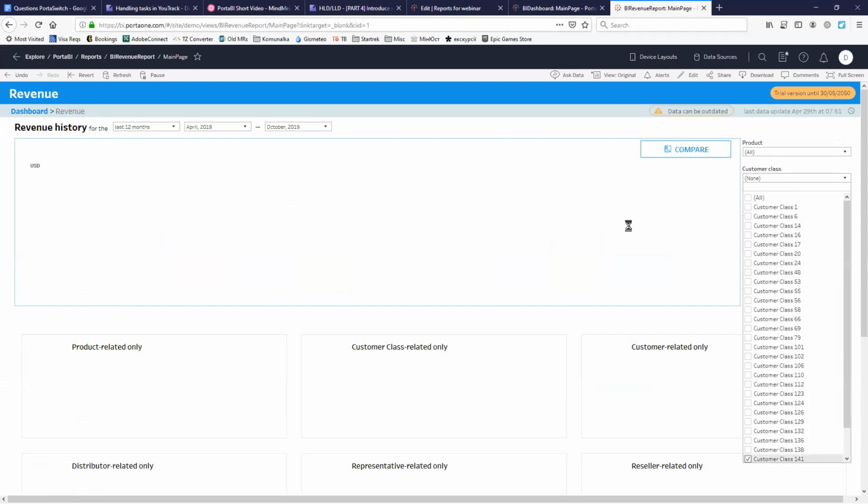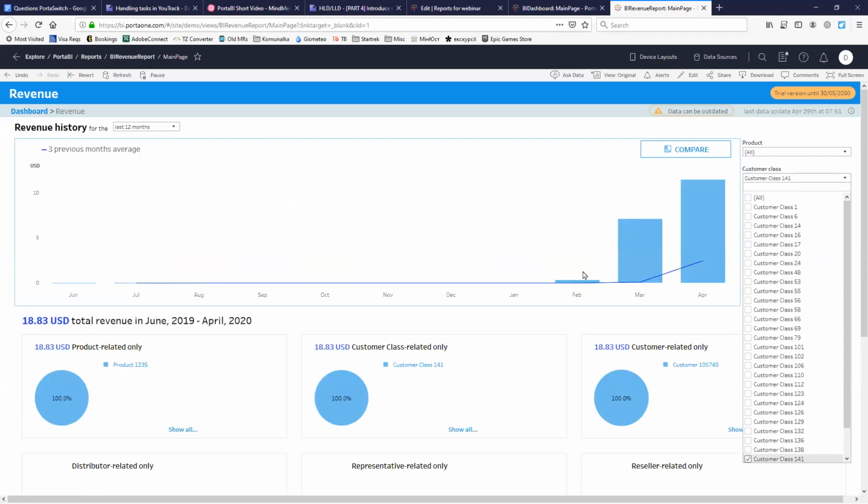So it's customer class 141. These are my business customers that I started to sell right after, I started to sell only in this year. So we can see that the business is growing with business customers. We can see that every month the revenue is increasing. So we're probably doing the right thing.